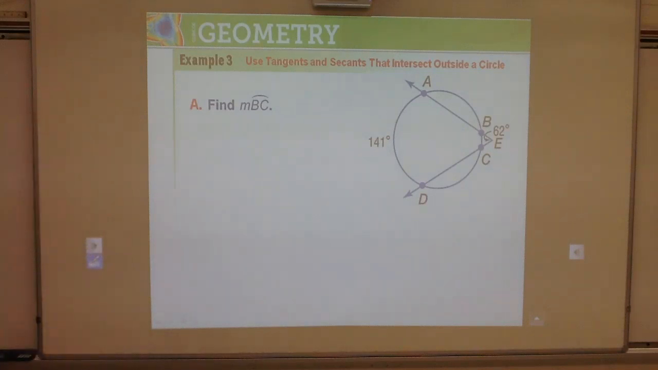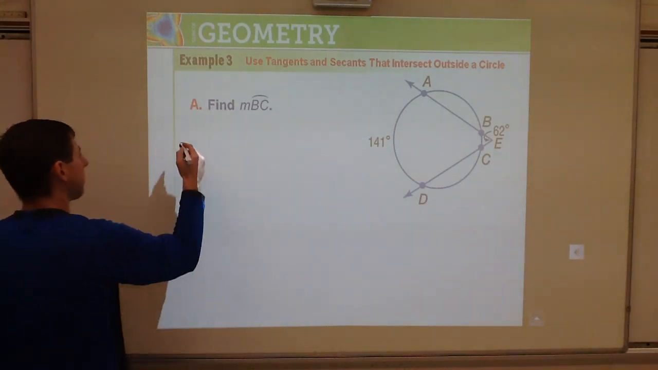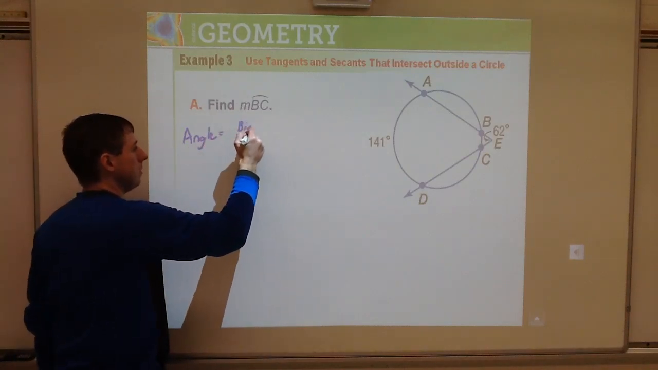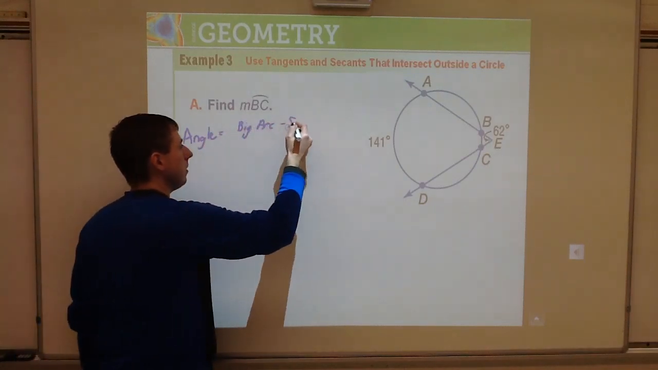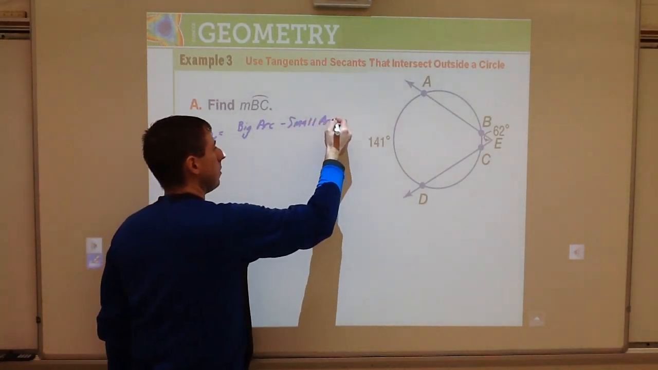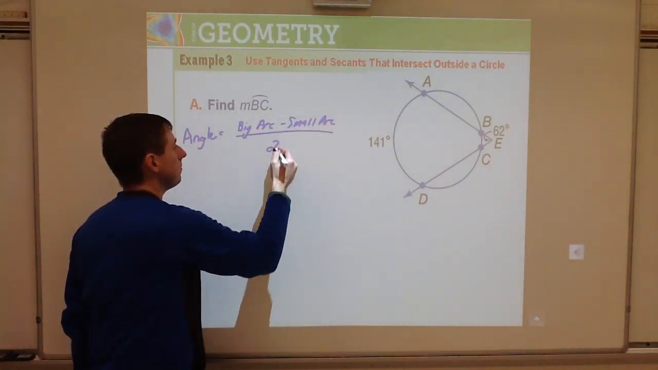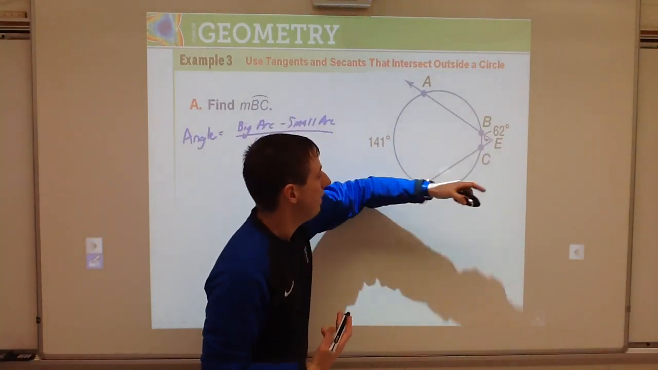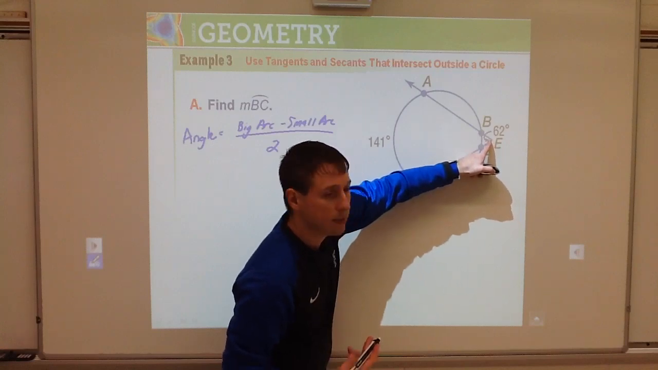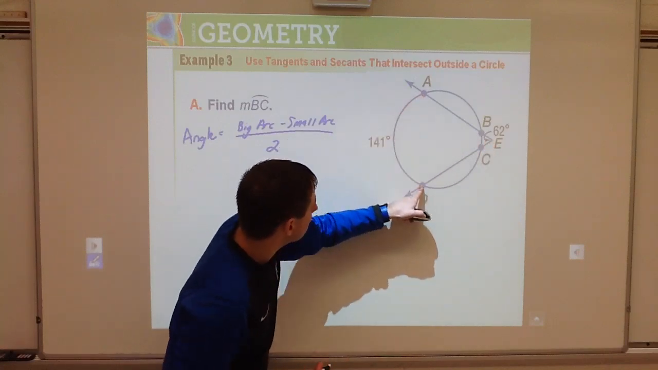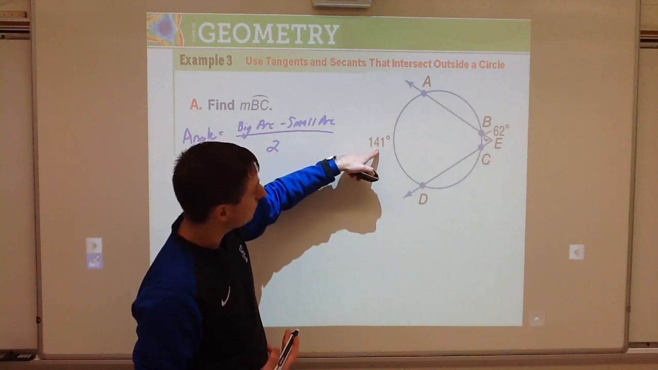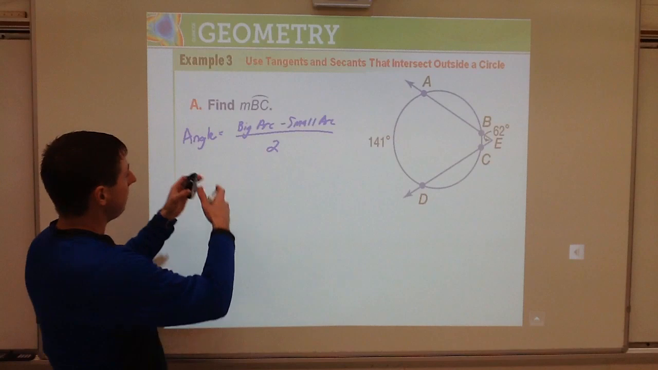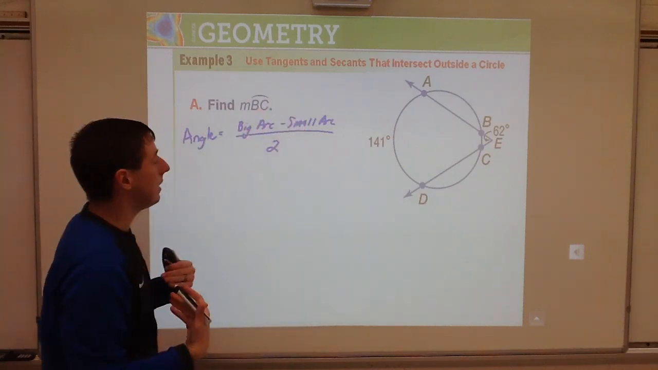Okay, first one that they gave me is a little bit tougher one. So I'm just going to write out what I just wrote on the last slide. Angle equals big arc minus small arc divided by 2. But what they gave me here, they didn't give me the big and the small arc. They gave me angle E is 62 degrees. They gave me this arc AD is 141. And we're trying to figure out arc BC. So we just got to fill in our stuff in the correct spots and try to solve it down.